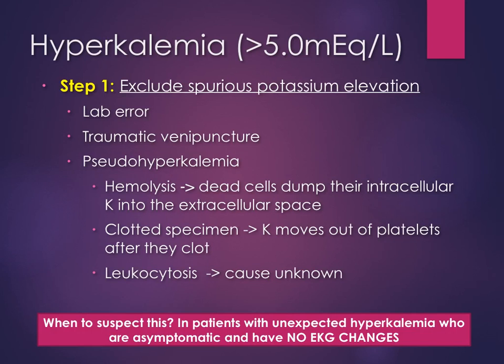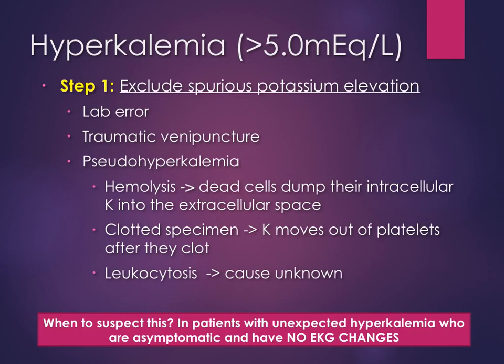The workup for this, or things to consider, is going to be done in a stepwise process. So step 1, we're trying to exclude erroneous reasons for the potassium to be elevated. One of the things to consider would be a lab error. Nowadays, many labs are done by a machine, and sometimes if the machine's not calibrated correctly, it can give you a false reading. Traumatic venipuncture, like I mentioned earlier, as those cells go through the needle, some of those cells can rupture and as a result release potassium into the serum.